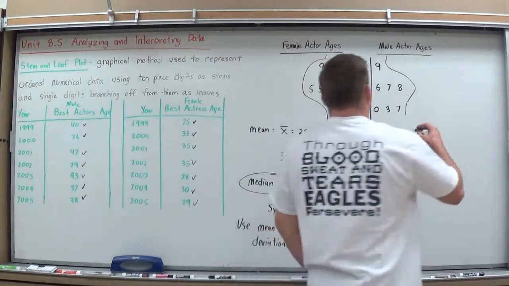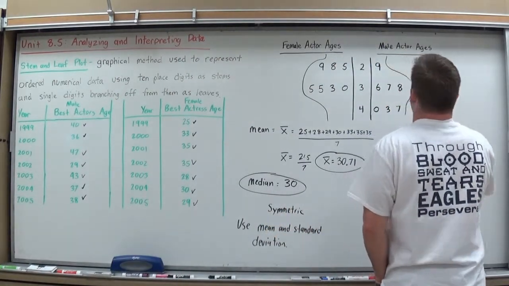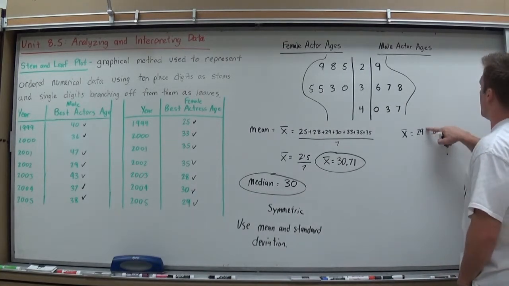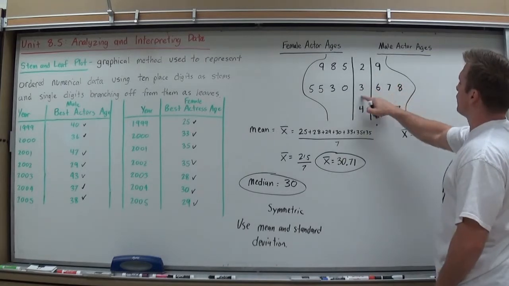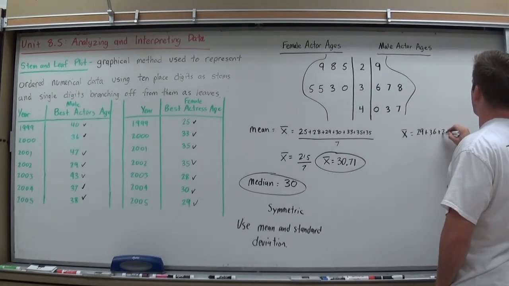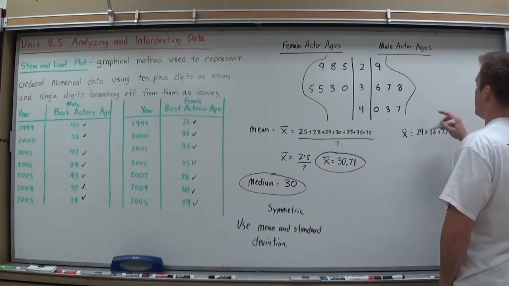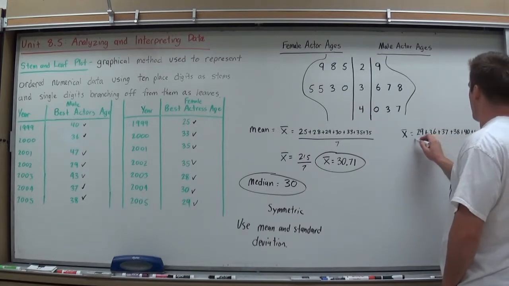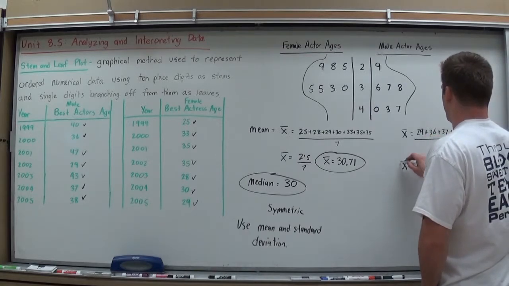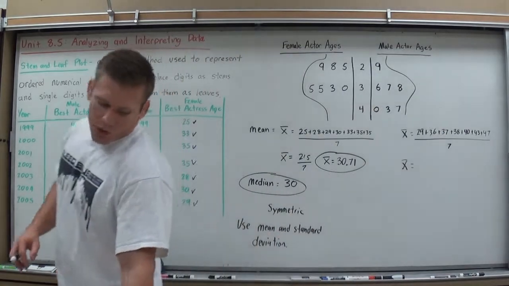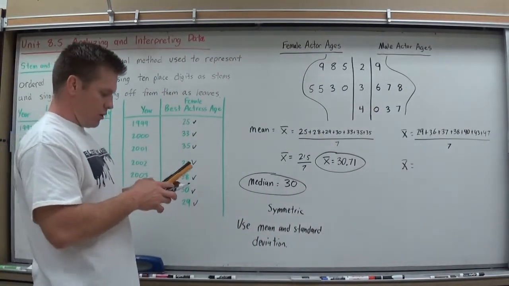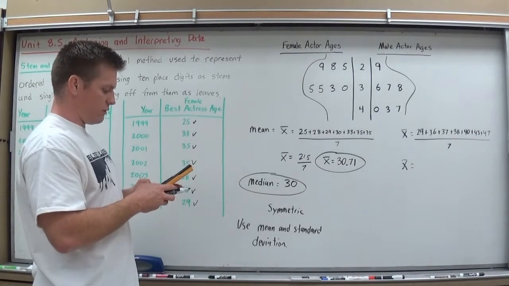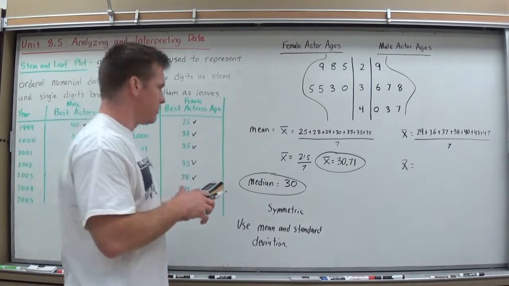Now for the males, you can find the mean as well. Add the numbers up. 29 plus 36 plus 37 plus 38 plus 40 plus 43 plus 47 divided by 7. We add those all up real quick. Speed this up for us. 29 plus 36 plus 37 plus 38 plus 40 plus 43 plus 47 is 270.